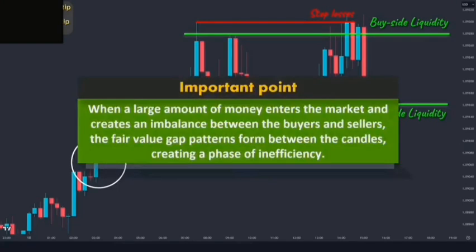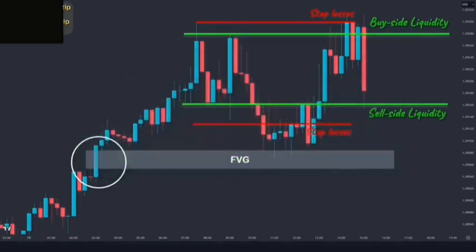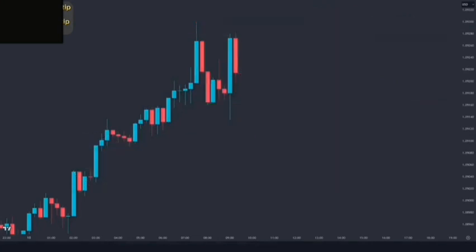When a large amount of money enters the market and creates an imbalance between the buyers and sellers, the fair value gap patterns form between the candles, creating a phase of inefficiency. When these areas form on the chart, the market rallies to these predetermined levels, because the market has to trade back to this area to patch over the inefficiency here.